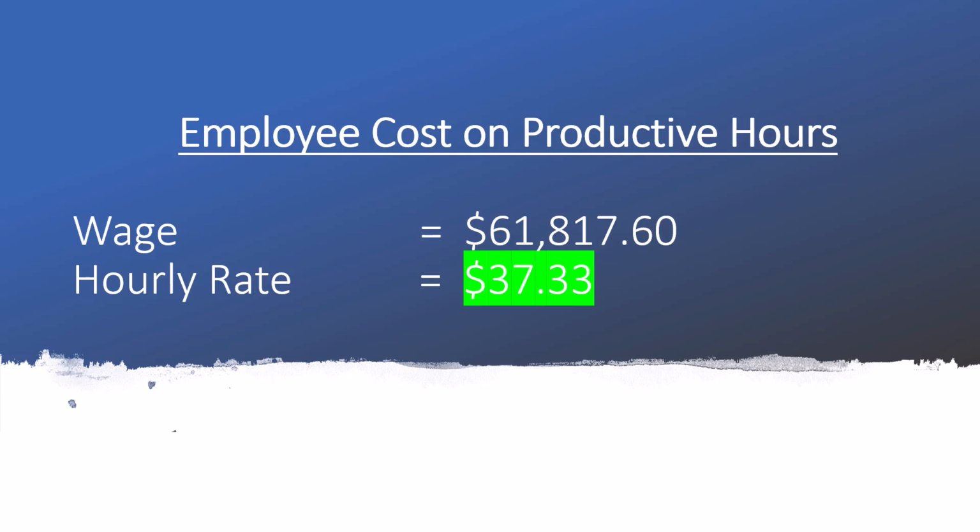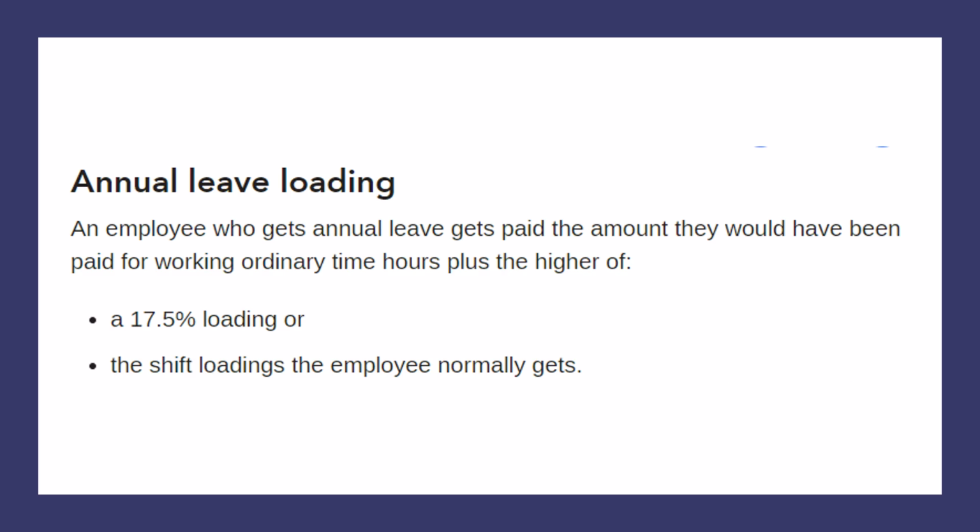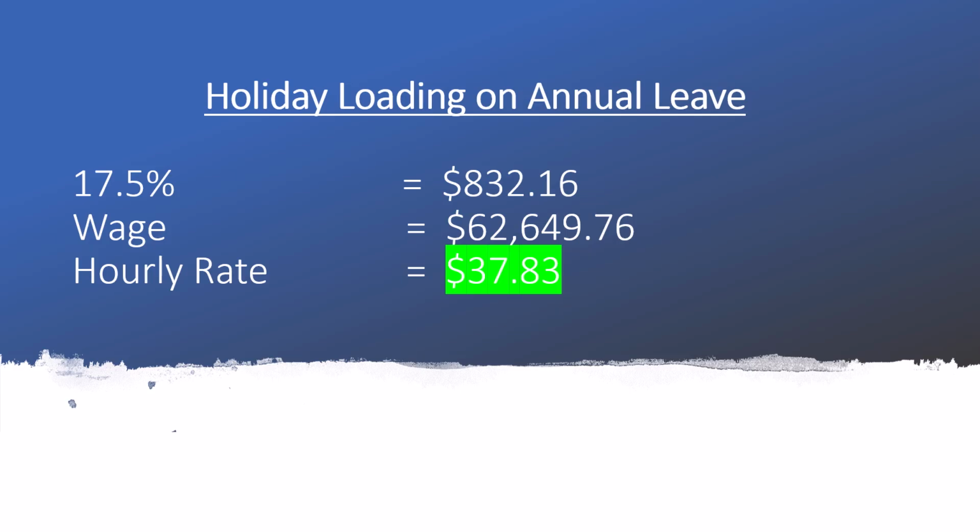As you can see, it's costing $37.33 on an employee's productive hours, but they are due quite a few more entitlements. Employees are entitled to a 17.5% loading on their 4 weeks annual leave. Loading works out at an extra $832.16, which will bring an employee's wage up to $62,649.76. This is actually worth $37.83 per hour to them.